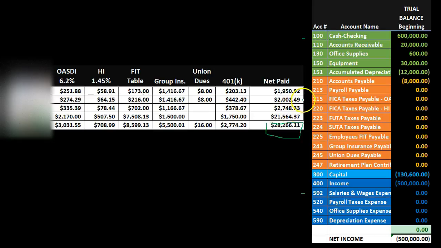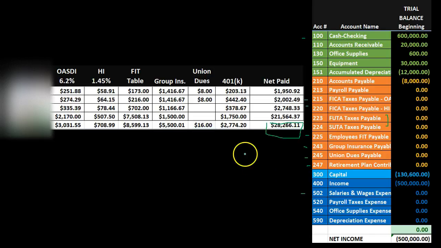So we're going to put these liability accounts, then one for OASDI, which is Social Security, one for HI, which is Medicare. These two are employer portions. That's why we don't see these here. So they're not going to be on our register, and they're not going to be coming out of the paycheck. They will be in the payroll entry for employer taxes. But we do have FIT, Federal Income Tax, the group insurance, the union dues, and the retirement. So that's what we'll pull out, and those are the accounts we will use.